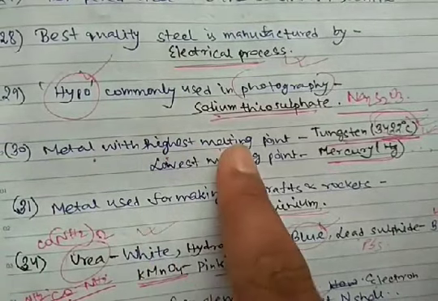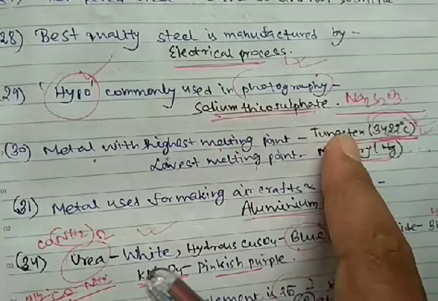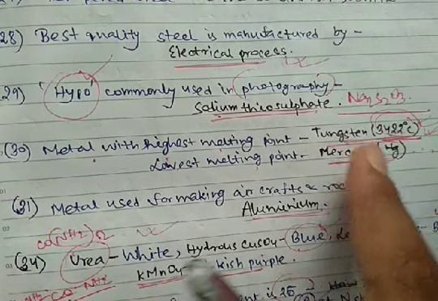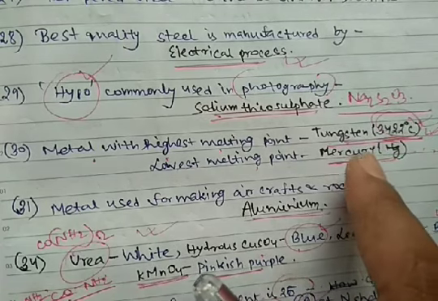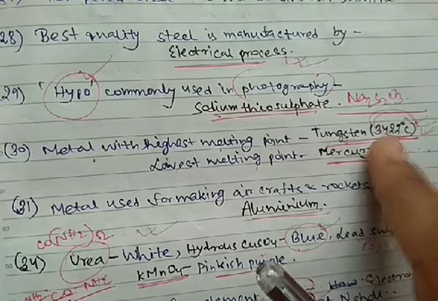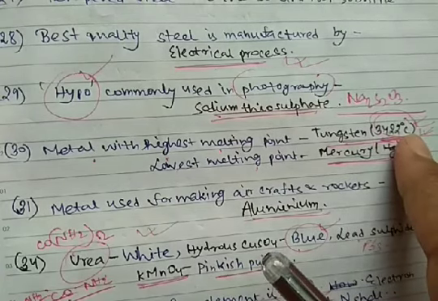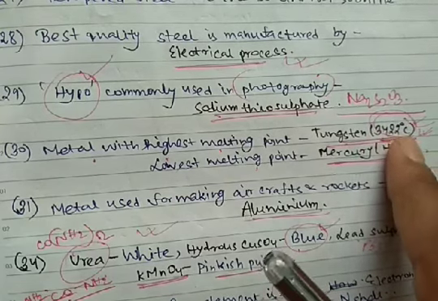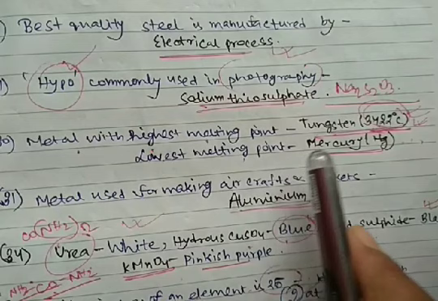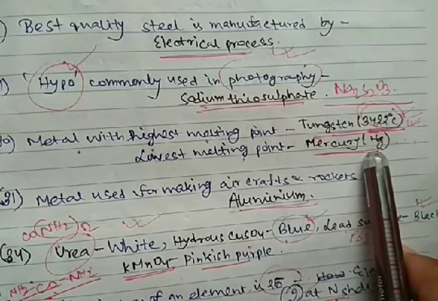Next is the metal with the highest melting point, that is tungsten. In last year's Group D exam for railway, the question came: what is the melting point of tungsten? So the answer will be 3422. Mind it, this one is easy, 3422. And the lowest melting point material is mercury, the formula is Hg.